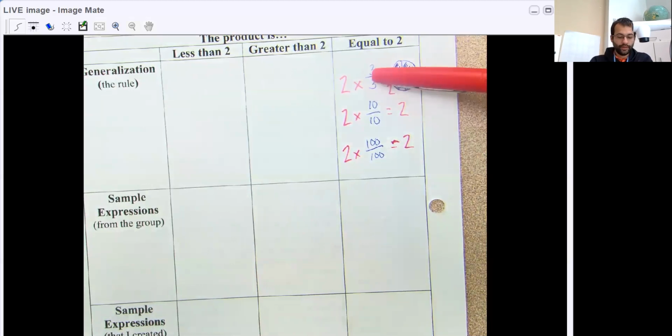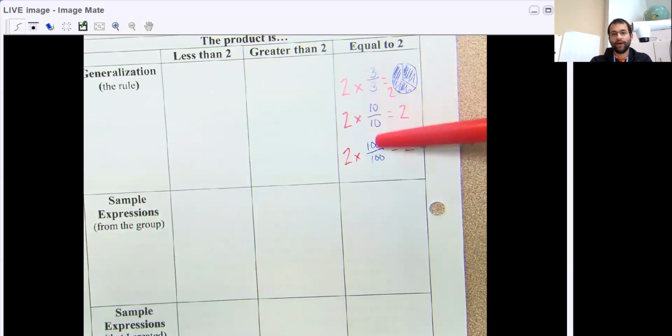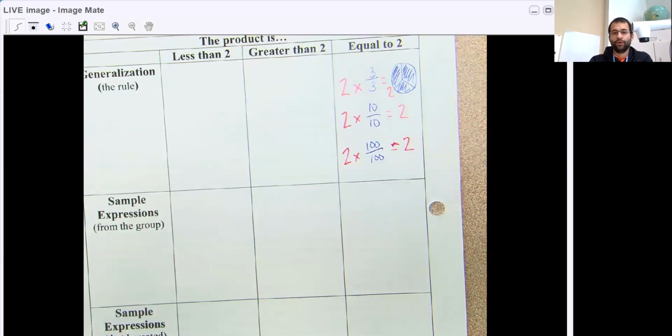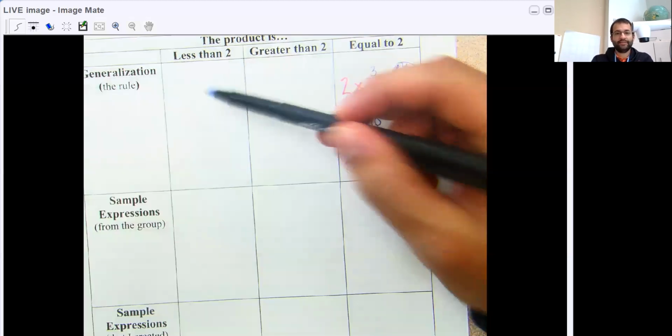So no matter what I'm putting here, all my fractions are equal to a whole, so this is all going to equal 2. No matter what I put here, as long as my fraction equals 1, it's going to be equal to 2, because all of these are 2 times 1, 2 times 1, 2 times 1 with my fraction, okay? Let's talk about something that now is less than 2.